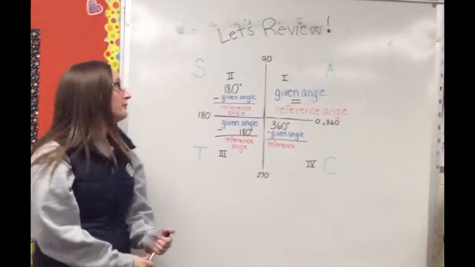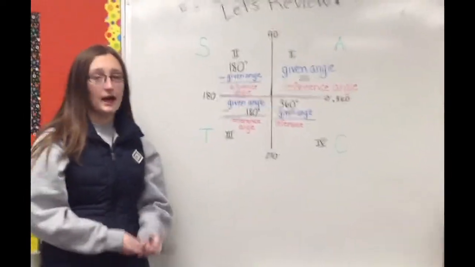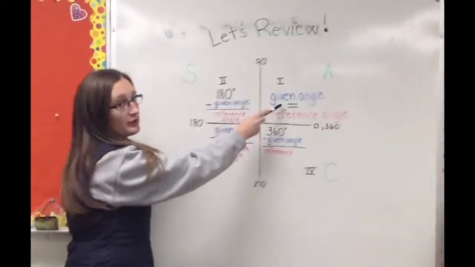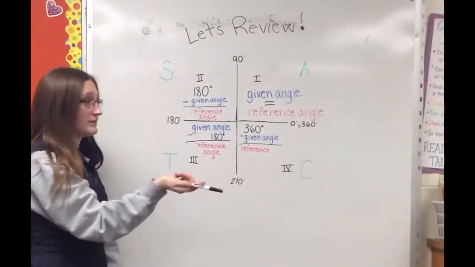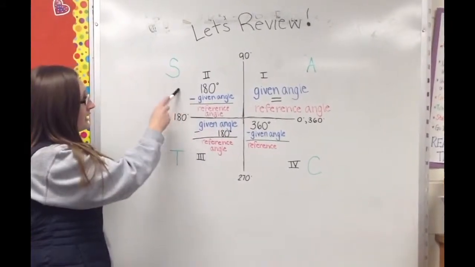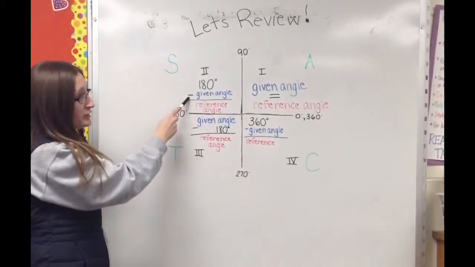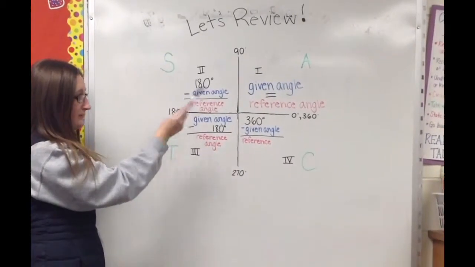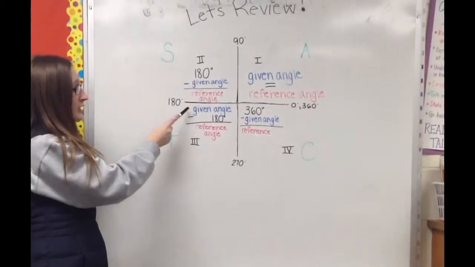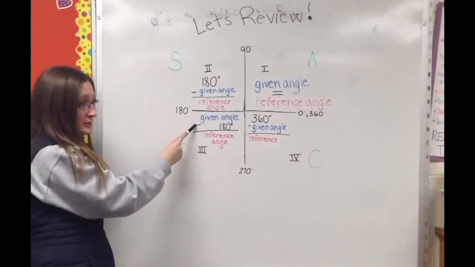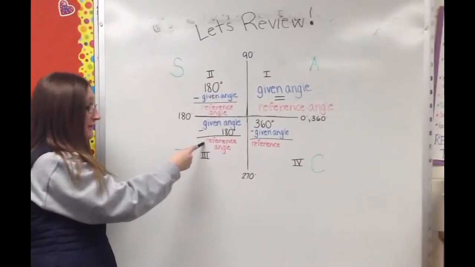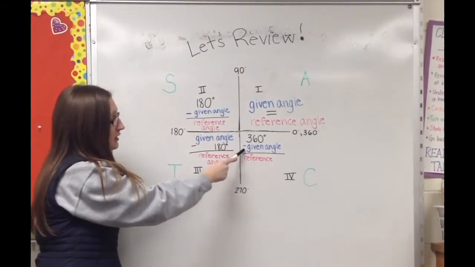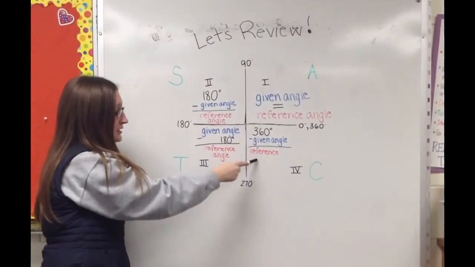So now let's review. We're going to go over the rules on how to find a reference angle in each of the 4 quadrants. In quadrant 1, your given angle and your reference angle are obviously going to be the same thing. In quadrant 2, you want to subtract your given angle from 180 degrees, and that'll give you your reference angle measurement. In quadrant 3, you take your given angle and you subtract 180 degrees from it, and that gives you your reference angle. And then in quadrant 4, you subtract your given angle from 360 degrees to get your reference angle.